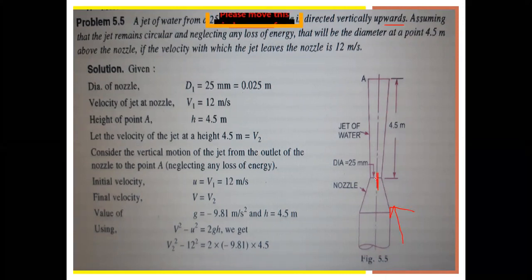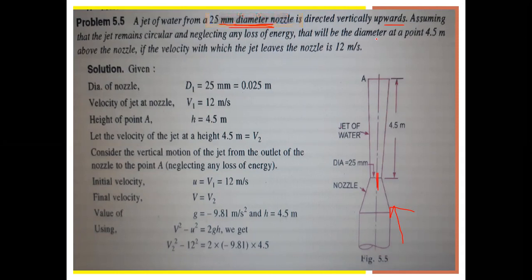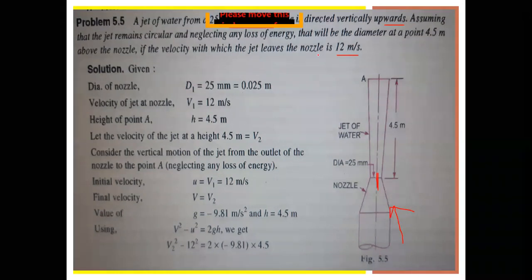Assuming that the jet remains circular and neglecting any large loss of energy, what will be the diameter of the jet at a point 4.5 meters above the nozzle? The velocity with which the jet leaves the nozzle is 12 meters per second. Now the height is 4.5 meters, and the velocity is 12 meters per second.